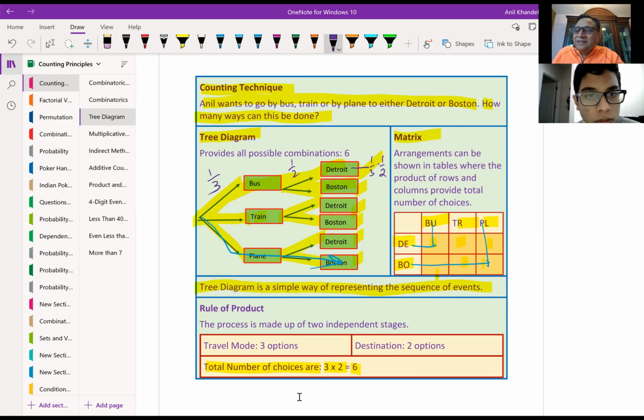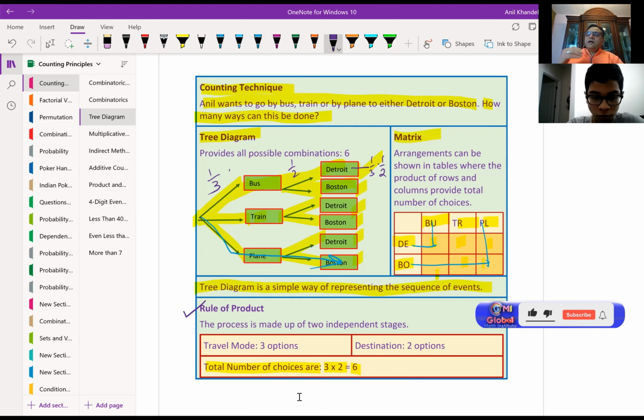You get the idea. Same thing, correct? Okay. So, there are total number of options which are 6 in number. And the probability of taking a bus and going to Detroit is 1/6, which you can also find by multiplying the probability of taking the bus followed by the probability of going to Detroit. Correct? So we call this the rule of product. Is that clear to you? So whenever we have events one after the other, in that case, we could apply this rule of product. It is a very important rule, easy to understand.